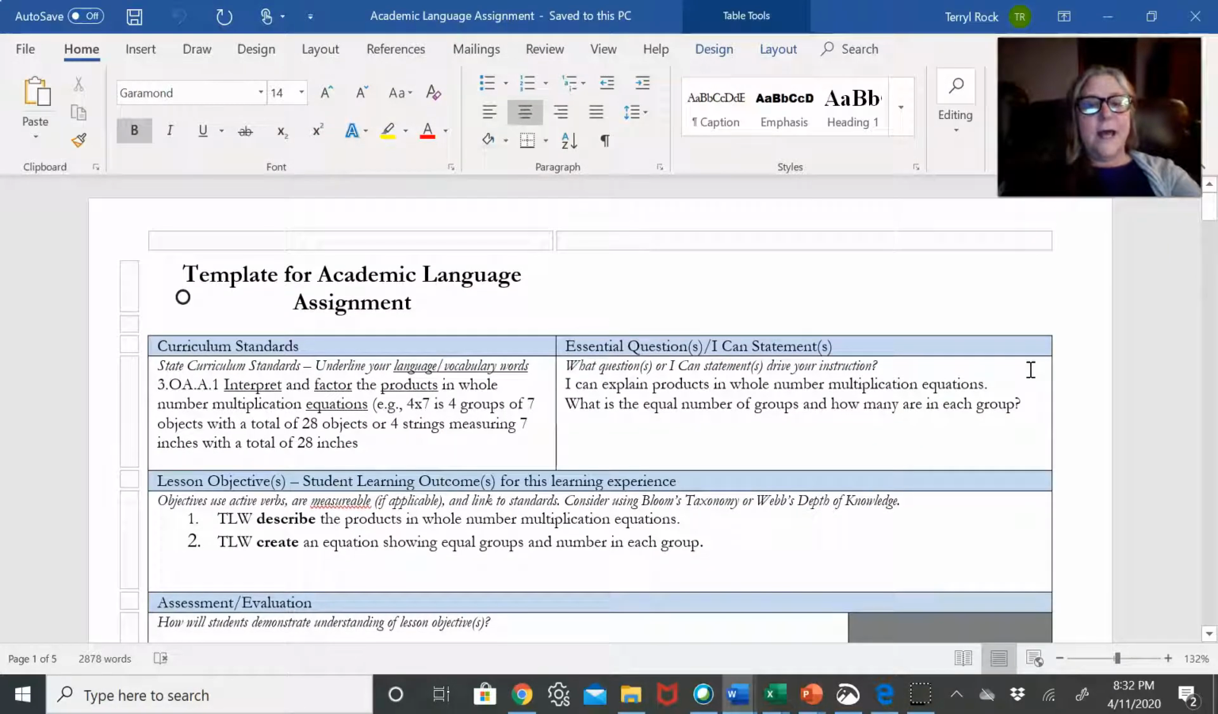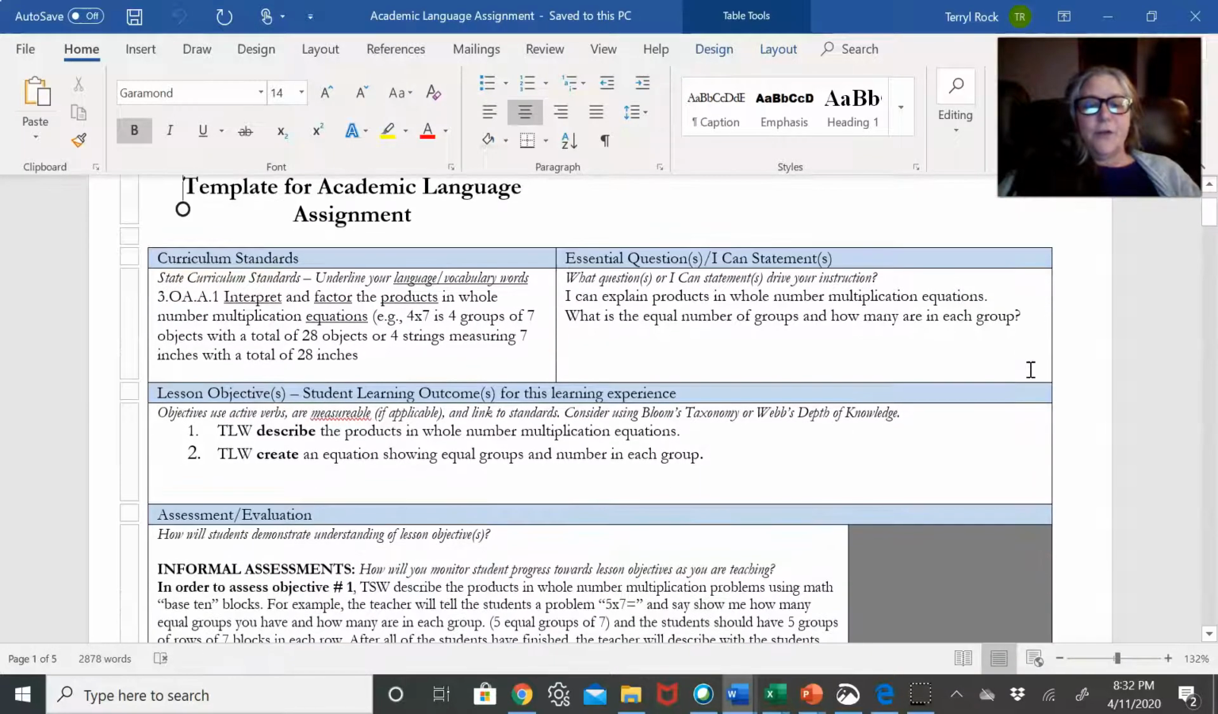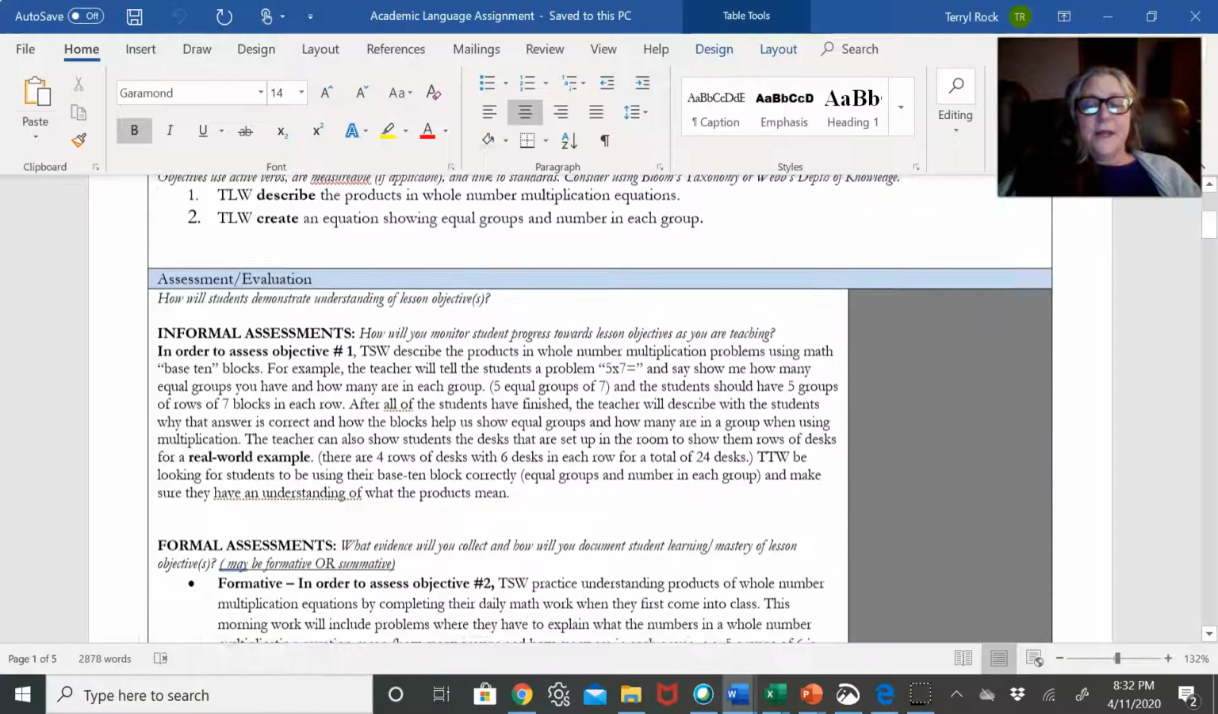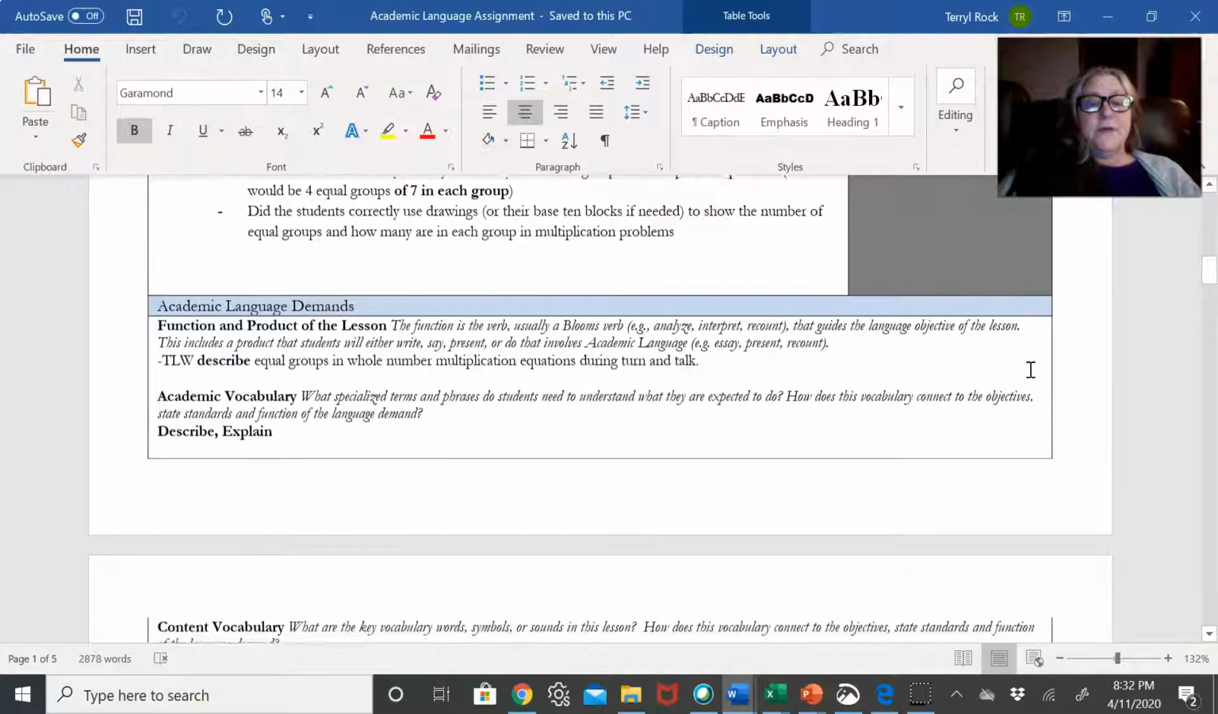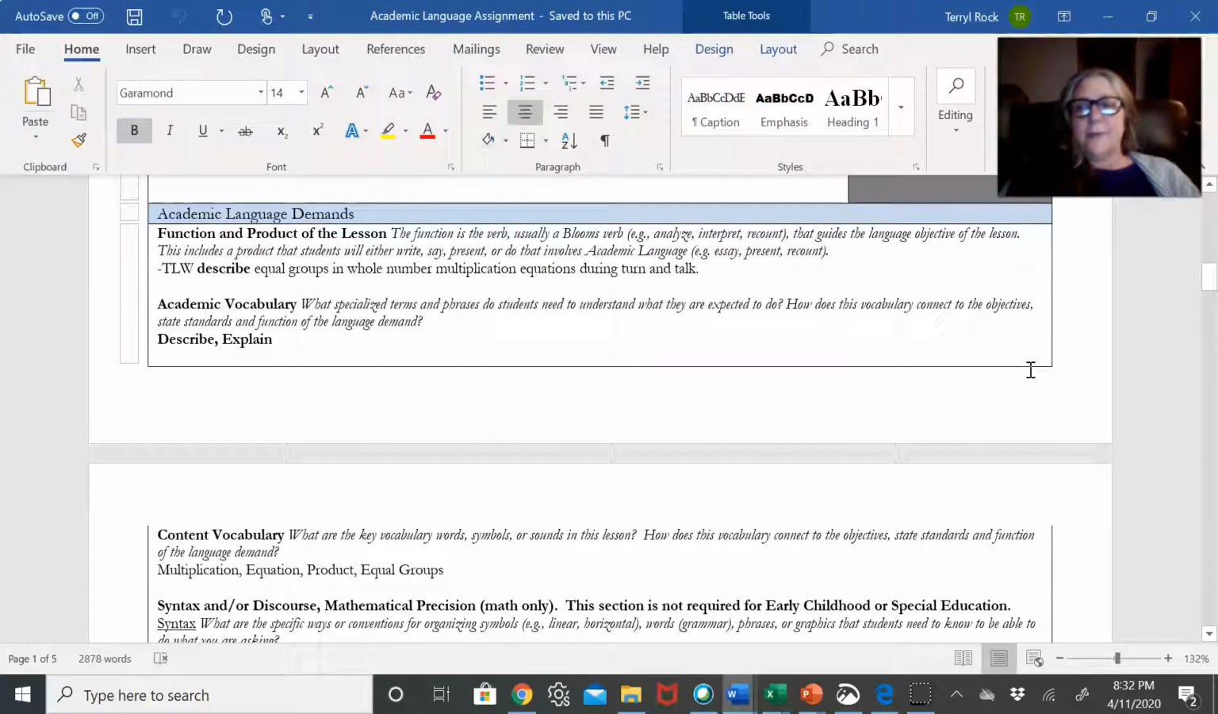This is a math lesson. What happens a lot with math is that the teacher writing the lesson plan is really thinking about the math objective and how to meet that math objective. They get down here to talking about the academic language, and most of the time, at least in the first few attempts, they're still trying to discuss the math objective. But this is clearly about academic language. So we're only talking about the language.